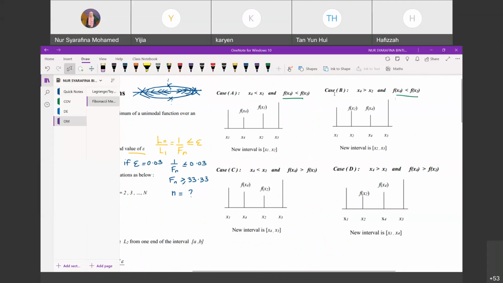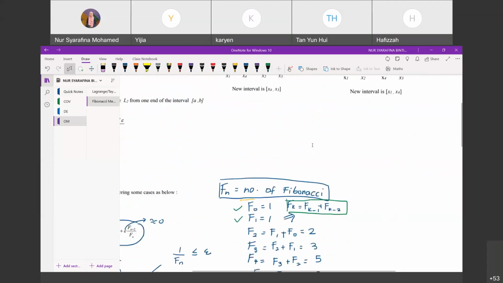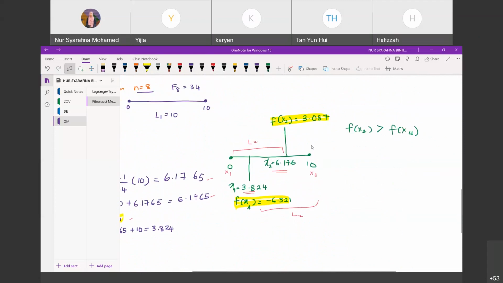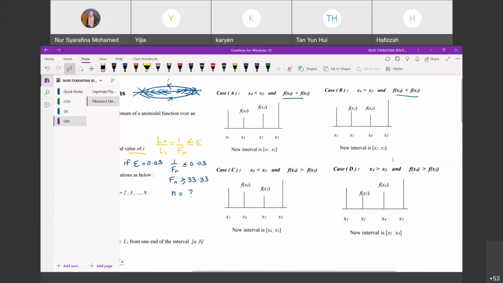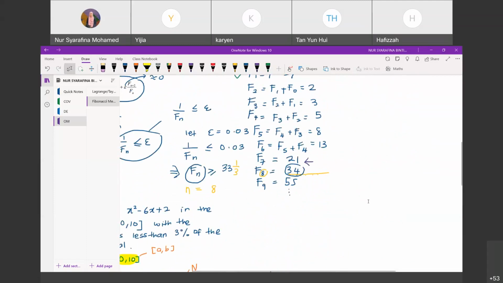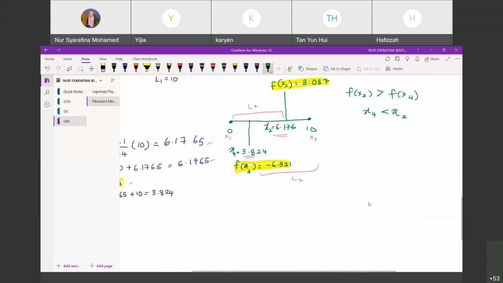Then you check the value of x4. You have f(x2). You check whether x4 is less than x2. x4 is 3.8, x2 is 6. So x4 is less than x2, then case A. Then the new interval is x1, x2, which means your new interval is x1 and x2.